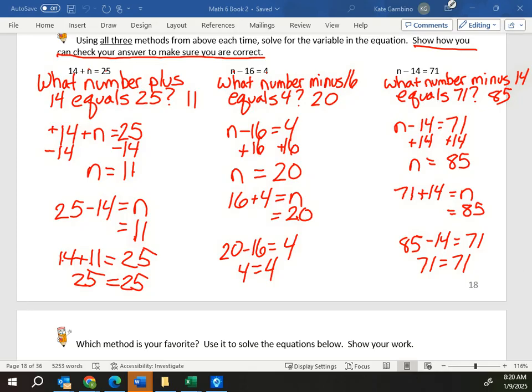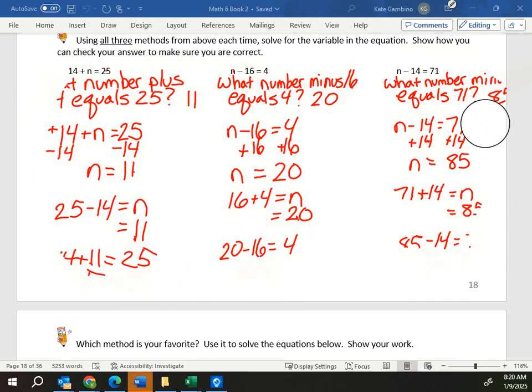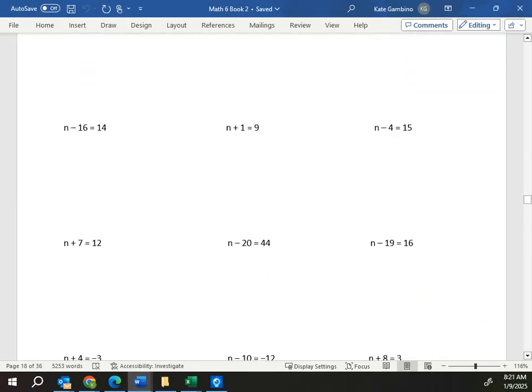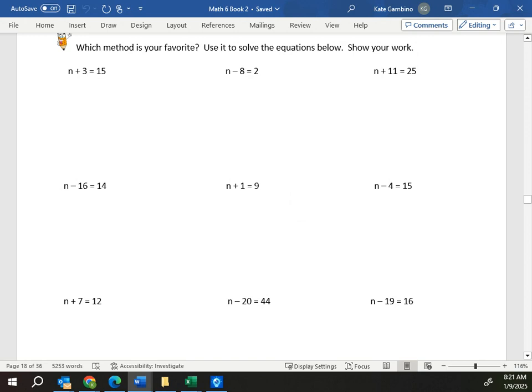Let's look at our second page. So the first page we did all together. Our second page is our work page. Which method is your favorite? Use it to solve the equations below. You only have to use one method. You can switch up which method you're using for different ones. You don't have to use the same one every single time, but you do have to use a method and show your work. You can't just put an answer because you did mental math.